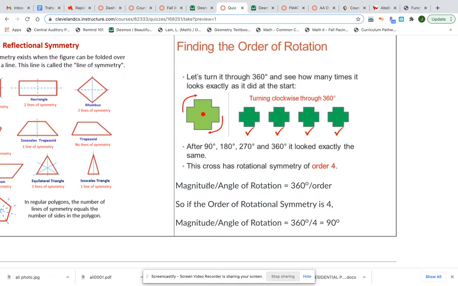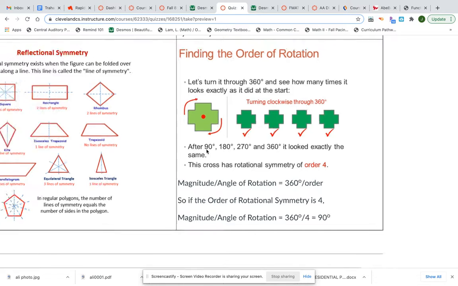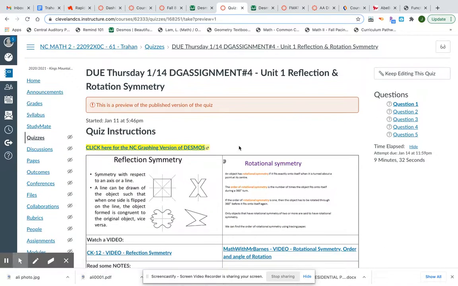Then you'll be asked about magnitude or angle of rotation. To find the angle of rotation, that's these guys right here, 90 degrees. It is the smallest number of degrees that you will get on your first mapping. So you just take 360, which is your total complete rotation, and you divide by the order of rotation. So the order was 4, 360 divided by 4, 90 degrees is the smallest turn that I would be able to accomplish a mapping. All right, so let's take a look at some examples.